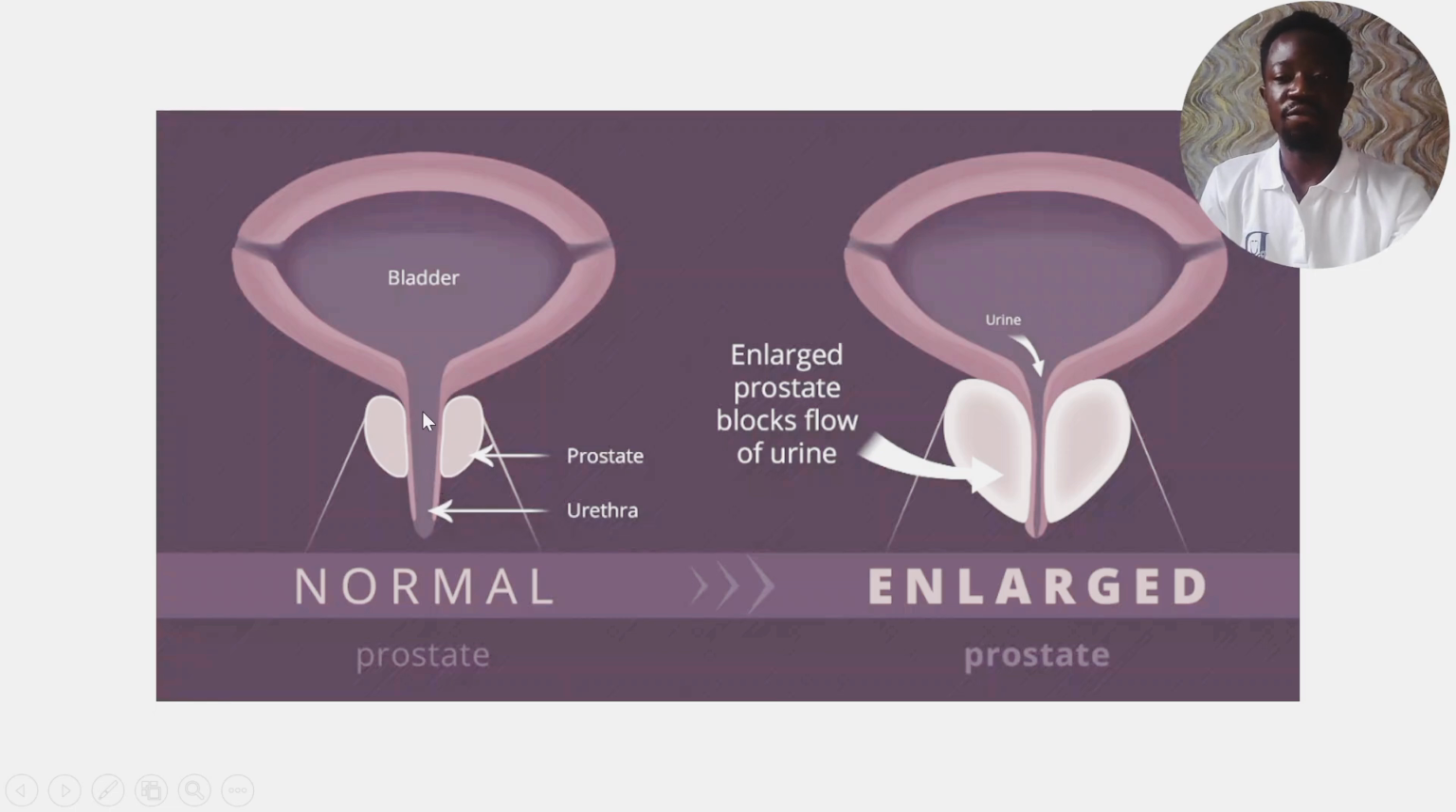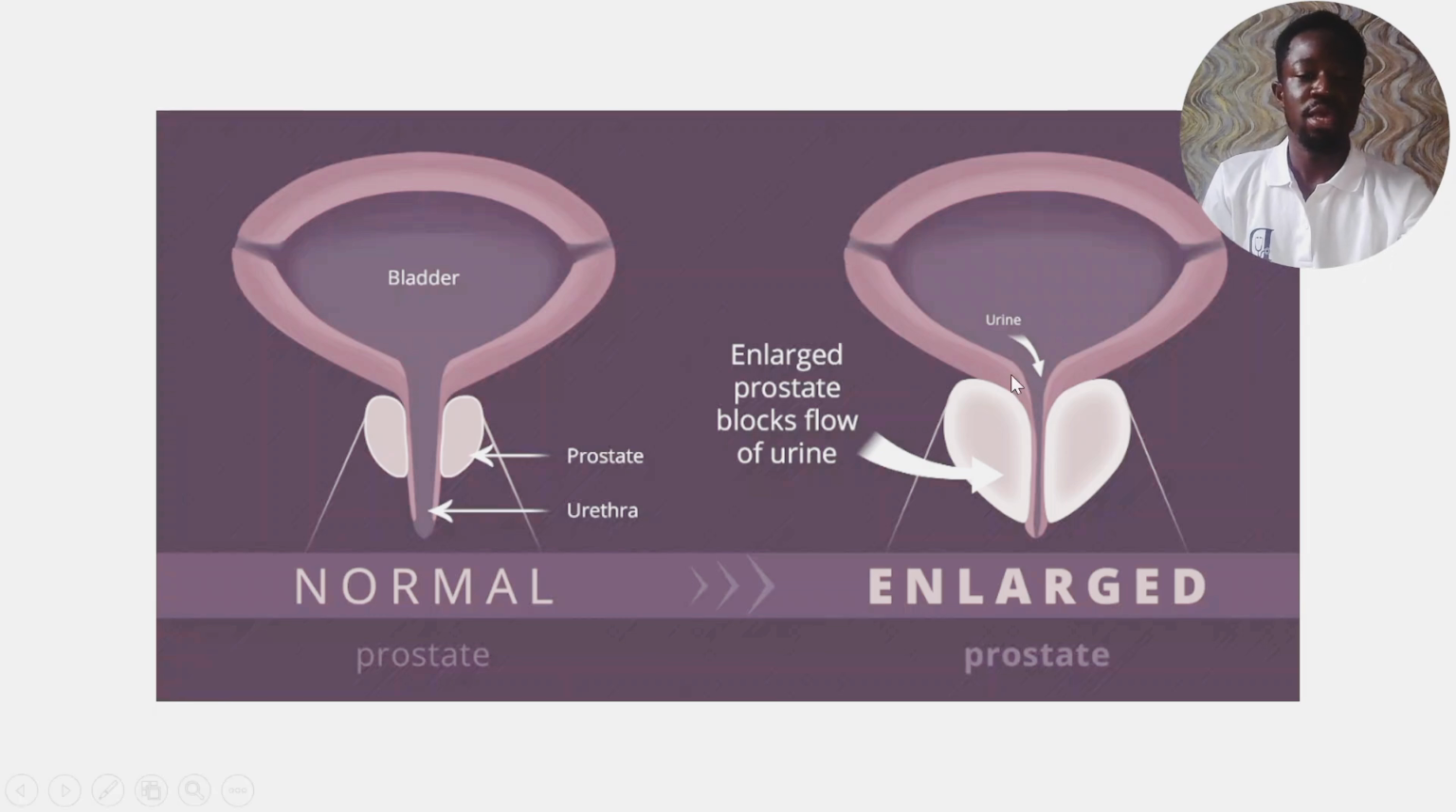Whenever the urinary bladder is filled and you have the sensation of urination, the prostate is going to dilate, meaning it's going to open, and the urine is going to pass through the urethra. After urination, the prostate is going to come back together and contract, and the urethra is going to be closed so you don't have dribbles of urine. So this is a normal prostate.